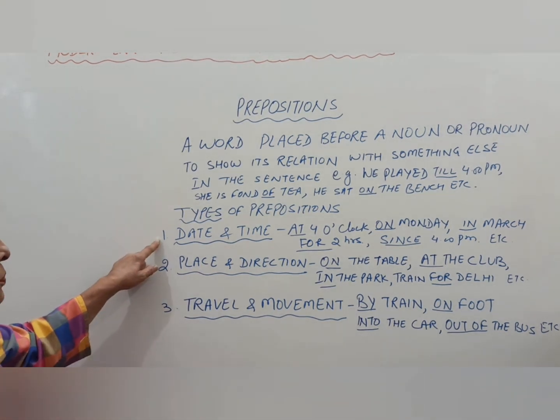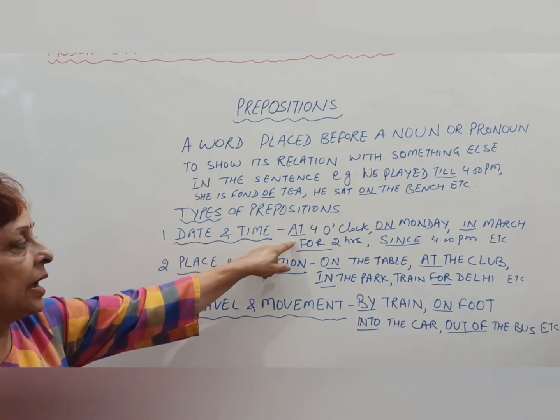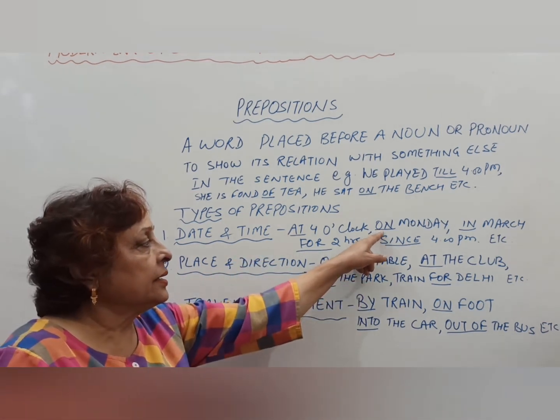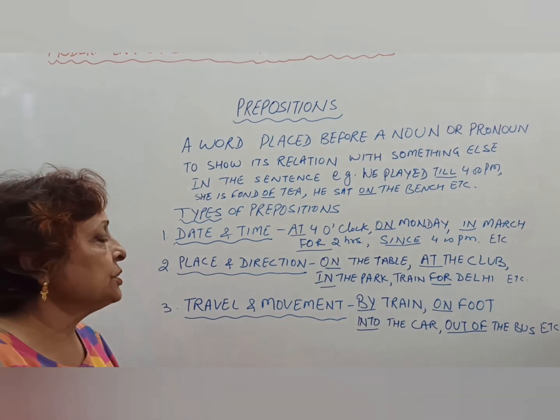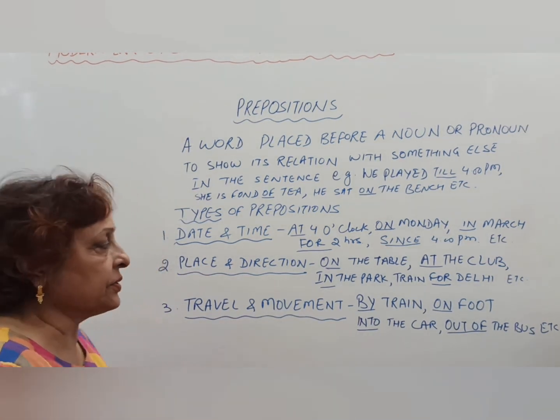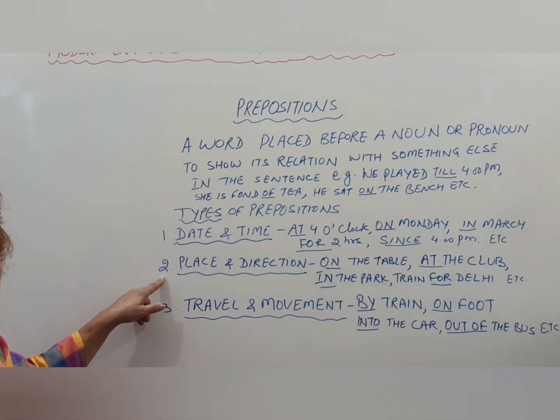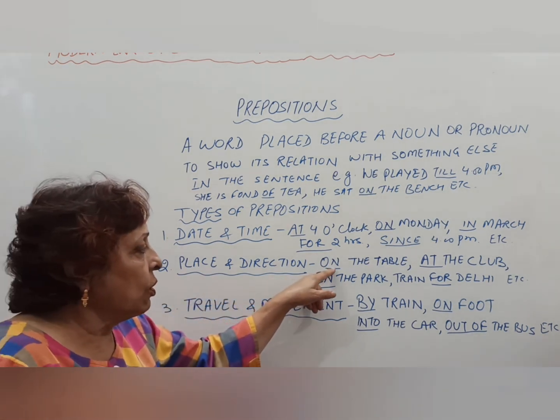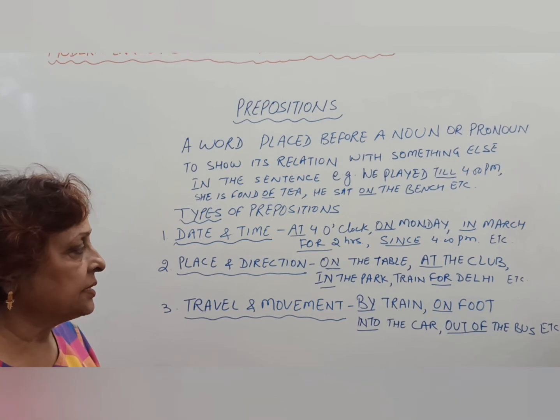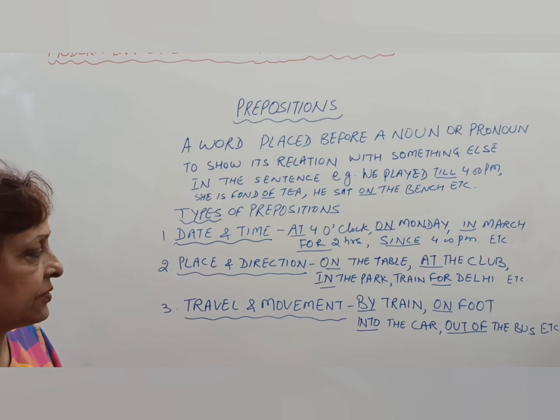Now, there are different types of prepositions. Number one, prepositions related to date and time. For example, at 4 o'clock, on Monday, in March, for 2 hours, since 4 p.m., etc. Second is prepositions related to place and direction. For example, on the table, at the club, in the park, train for Delhi, etc.